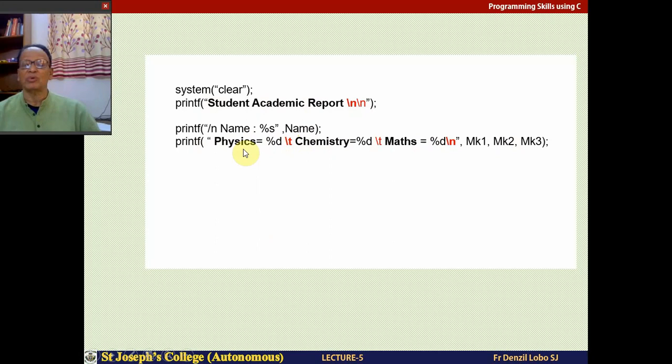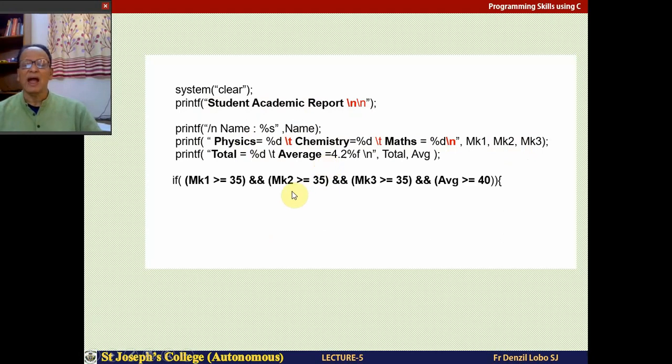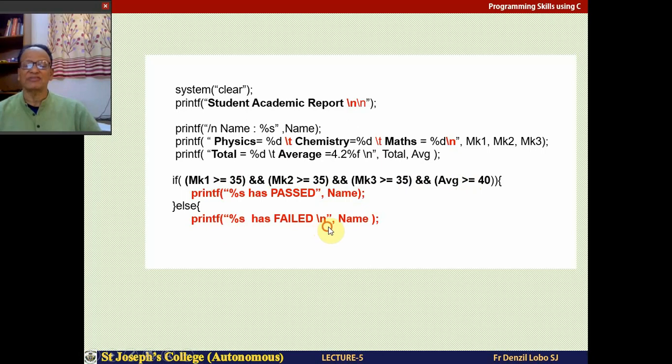Instead of mark1, mark2, mark3, I have given physics, chemistry, maths, and backslash t. This means go forward by a tab and print the value of mark1, mark2, mark3, total and average you have calculated, and you come to decide now whether the person has passed or failed. Again, the same whole compound sentence is here, and name the person. If name is Ashok, Ashok has passed or Ashok has failed, and with that we complete this program.